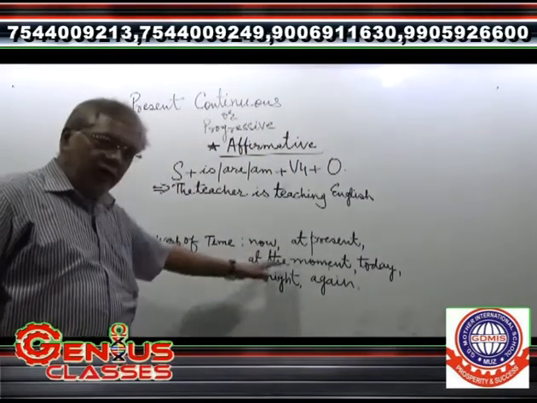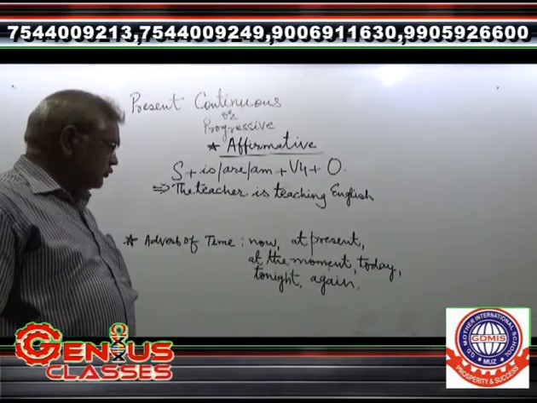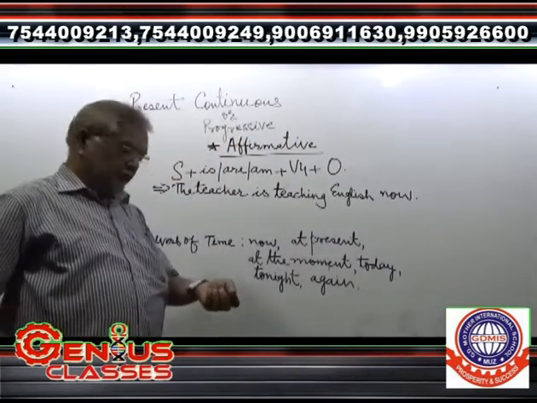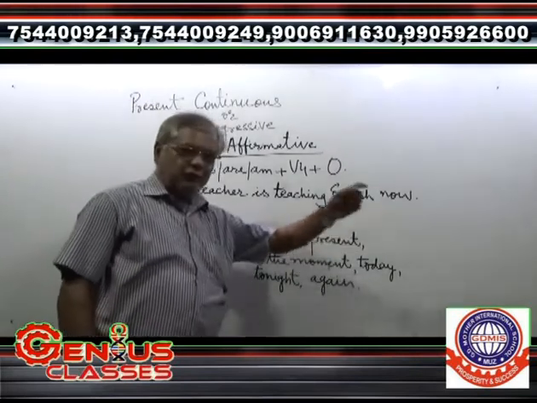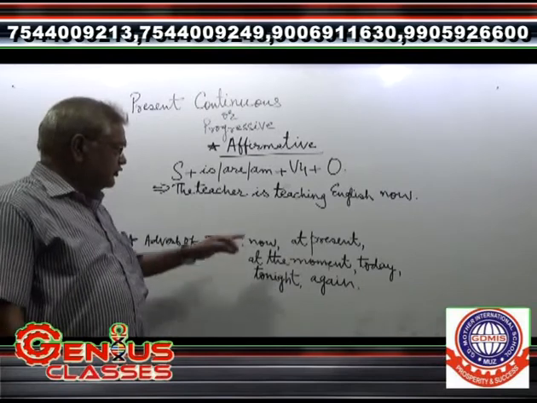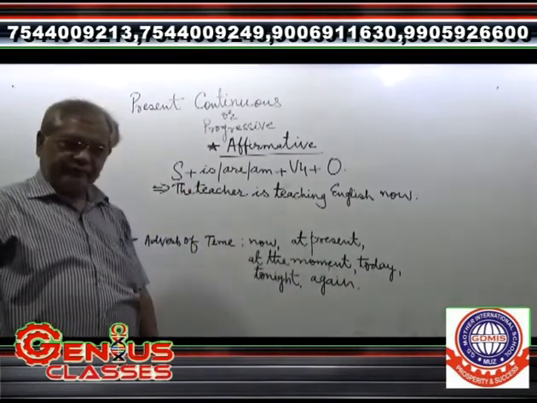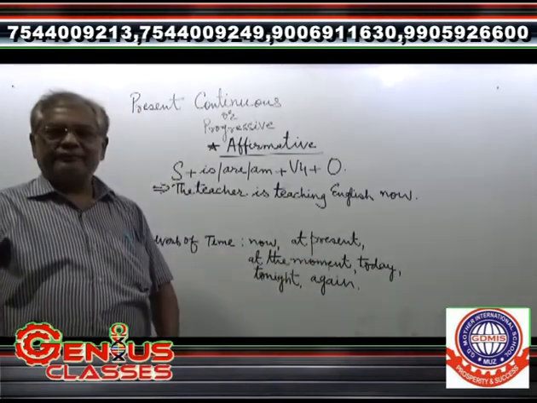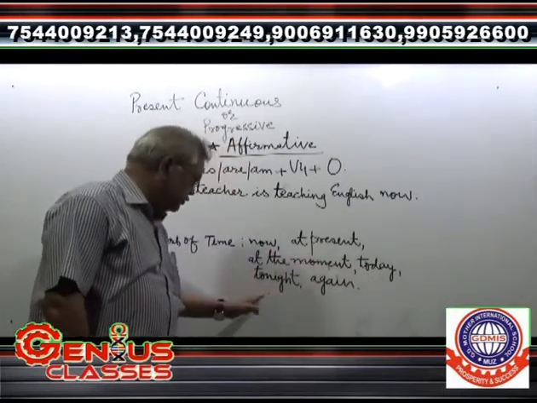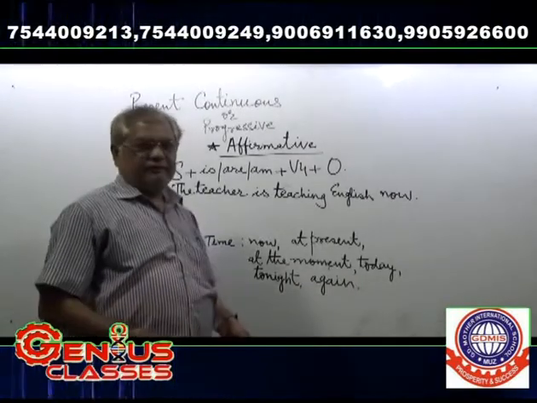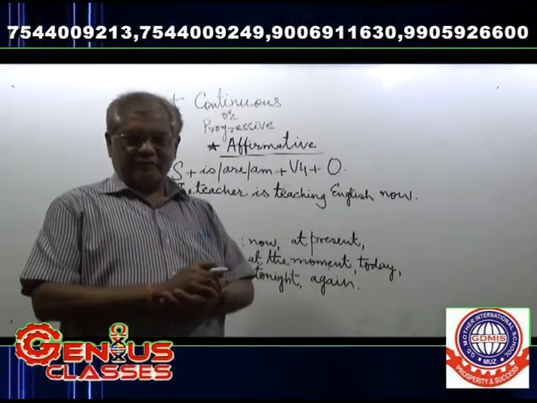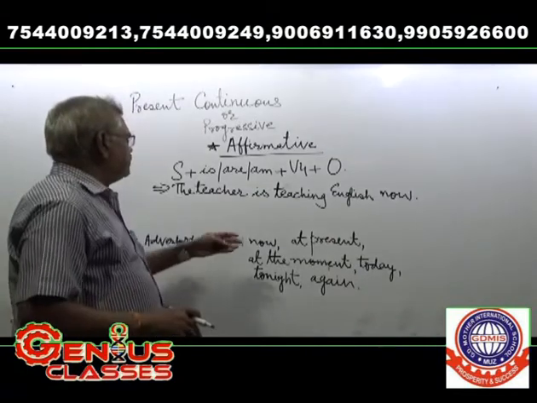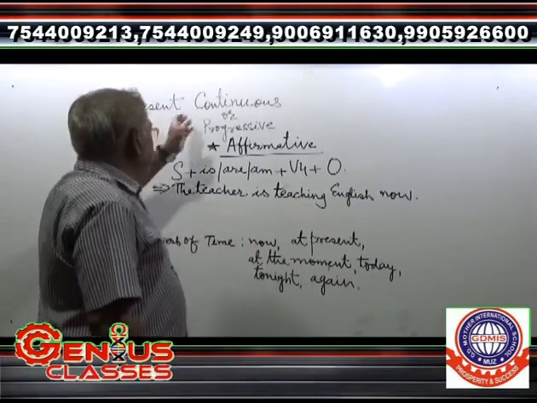Or any of the adverbs of time may be used, that is now. So the teacher is teaching English now. The teacher is teaching English at present. The teacher is teaching English at the moment. But in the case of today and tonight, tonight means today night, this indicates the future. So a future action is also written for the present continuous tense.